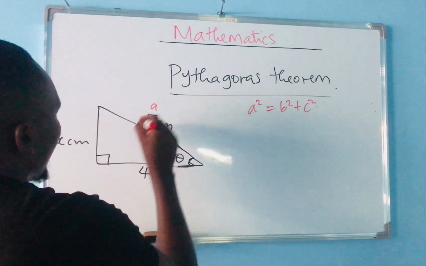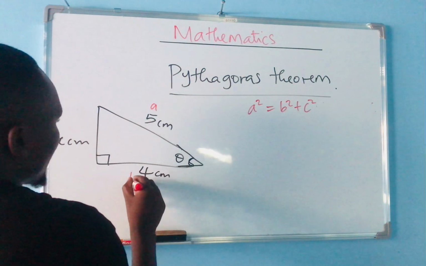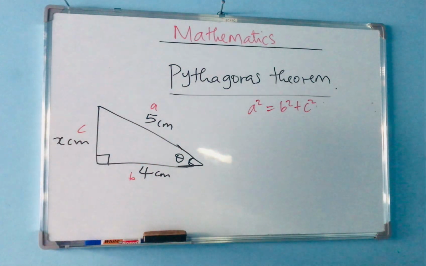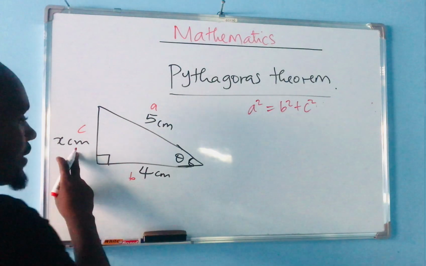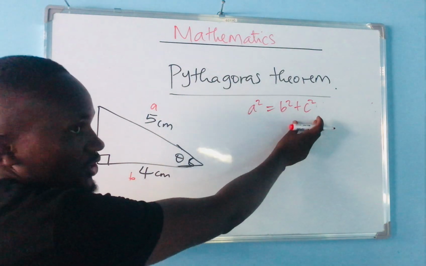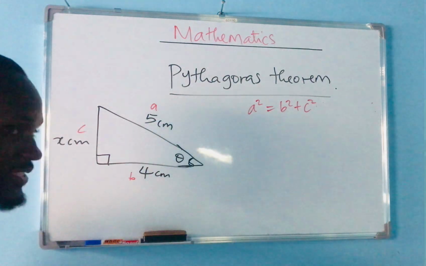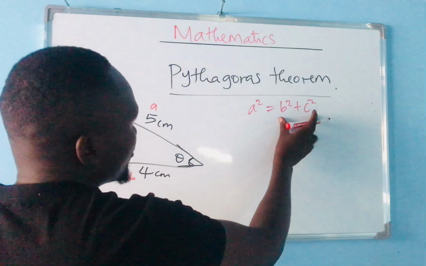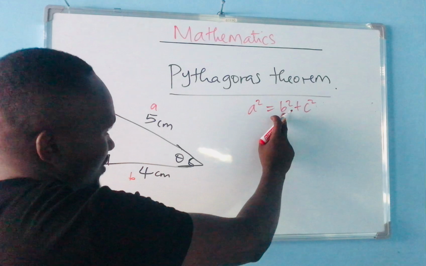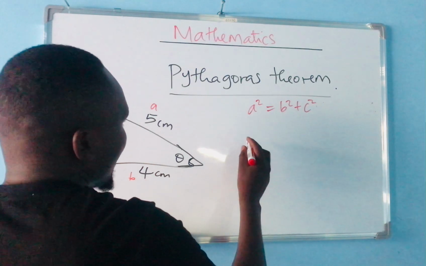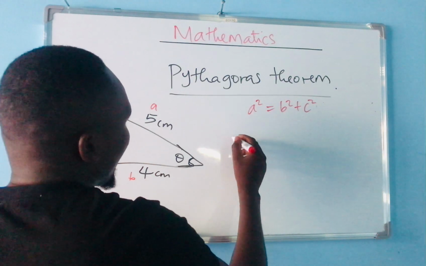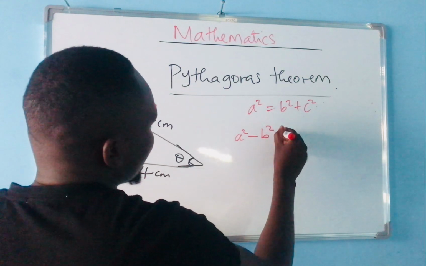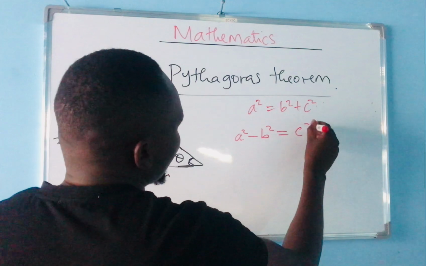So this is A, and this is B, and this is C. If we want, we can put them that way. Now what we are finding is C, so we can make C the subject of the formula. I hope that is not a big deal to us. So what we can do here, we can just introduce the additive inverse of B squared. So if we do that, we are going to have A squared minus B squared equal to C squared.